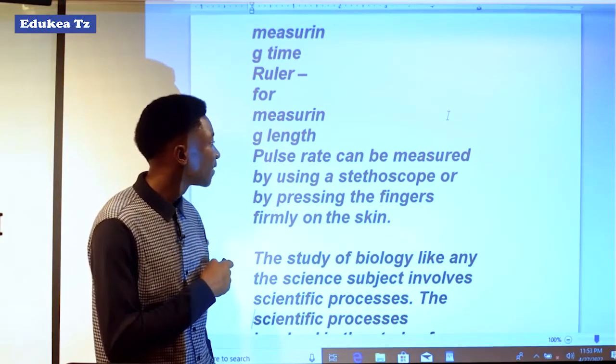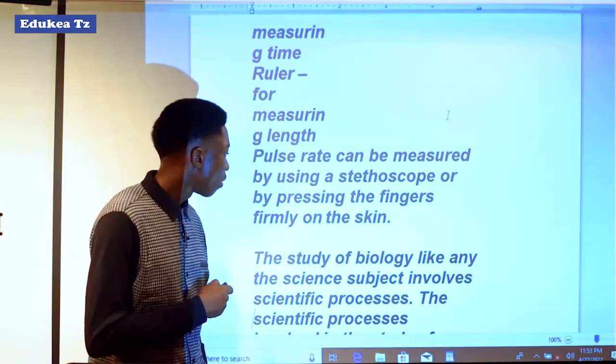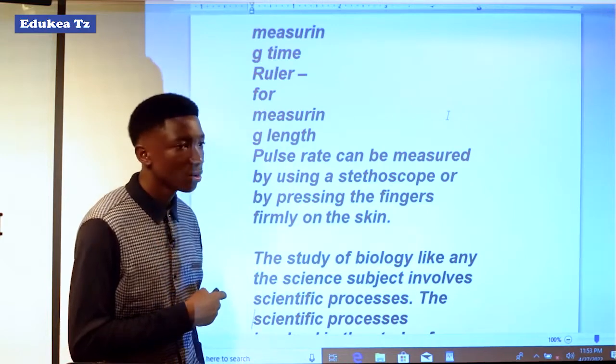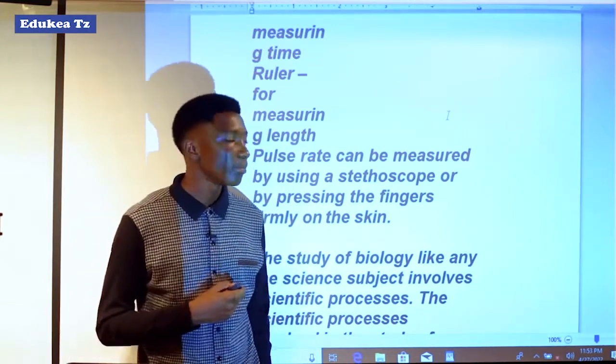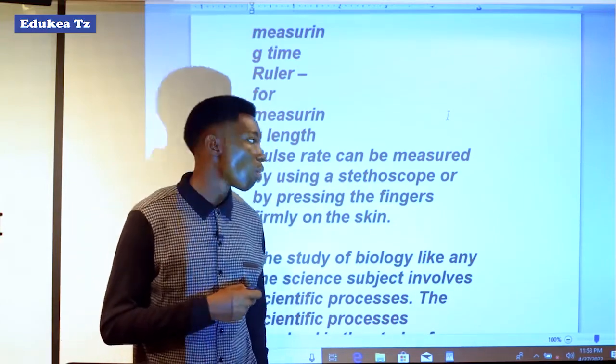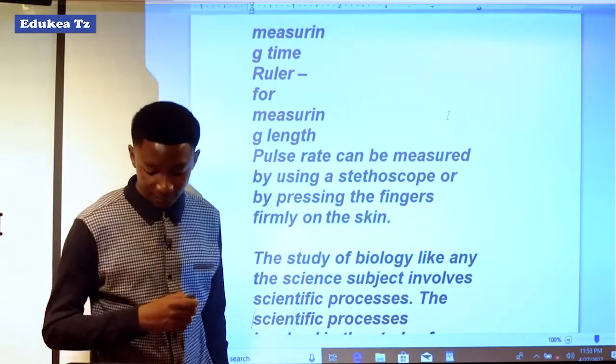ruler for measuring length. Pulse rate can be measured by using a stethoscope or pressing the fingers firmly on the skin. So that is how pulse rate can be measured, by stethoscope or by pressing the fingers firmly on the skin.